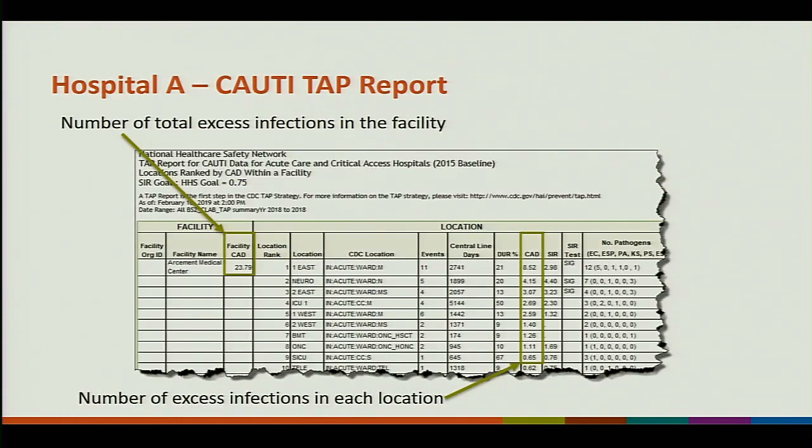So what does that look like on our TAP report? When we look at our TAP report, we're going to see the number of total excess infections in the facility, our facility cumulative attributable difference, or facility CAD, represented in one of the first three boxes, which all translate to data about our facility. So that's where we would find our facility CAD. And then the next several columns are all about our locations within the facility. And this is where we can find the number of excess infections in each one of our locations.